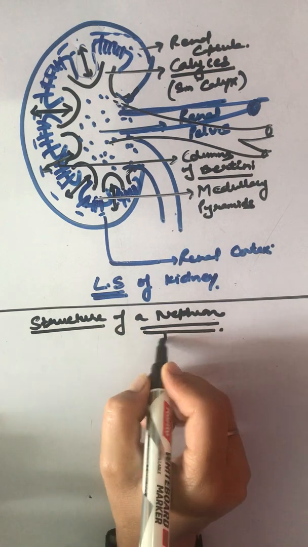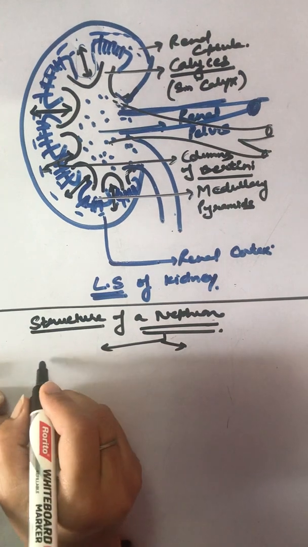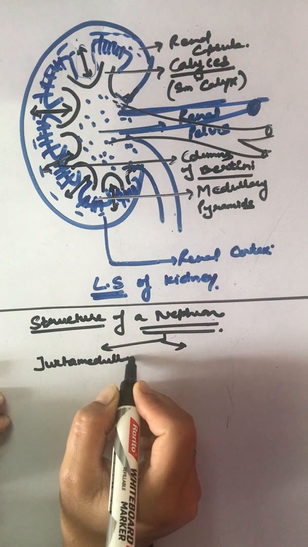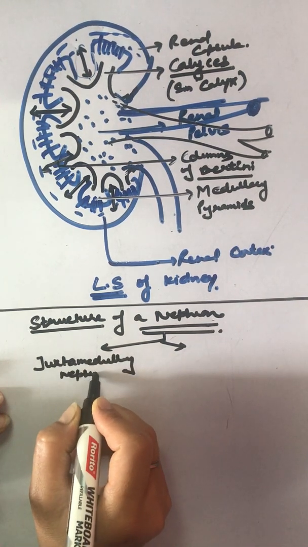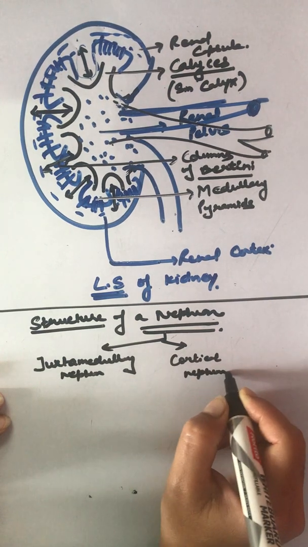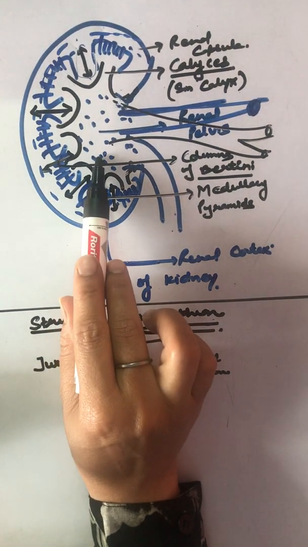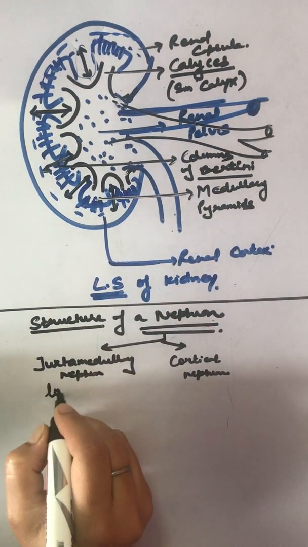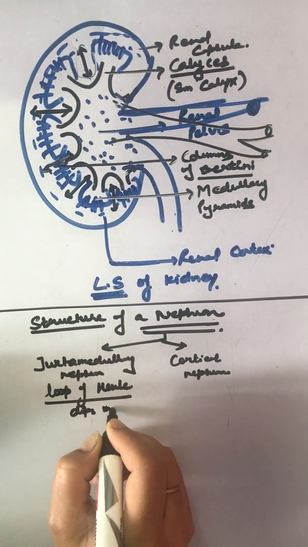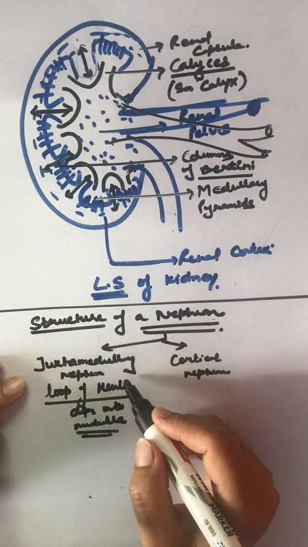Basically, there are two types of nephrons on the basis of their position in the kidney. One is juxtamedullary nephron. Another one is cortical nephron. As the name suggests, juxtamedullary, when the loop of Henle dips into the medulla region. Alright, when the loop of Henle dips into the medullary region, then it is known as juxtamedullary.